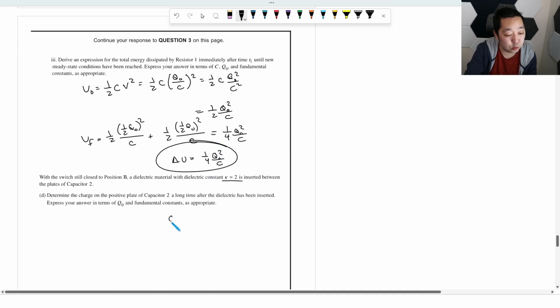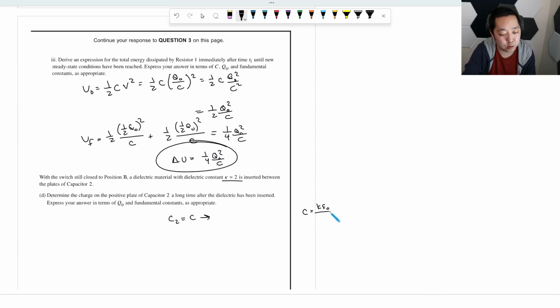So capacitor 2 has a capacitance C, but remember C is equal to epsilon naught A over D. So if I double that, it's going to go now to 2C. Okay? Now we still know that the total charge is the same, and we know that the voltage is going to be the same, but now the capacitances are not going to be the same. It's going to be Q1 over C is equal to Q2 over 2C, because we've now doubled their capacitance. So now you know Q1 is equal to 1/2 Q2.